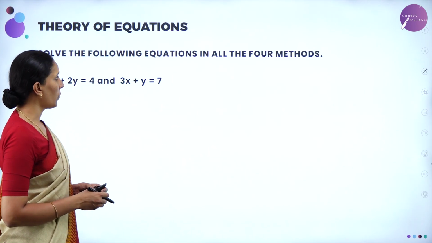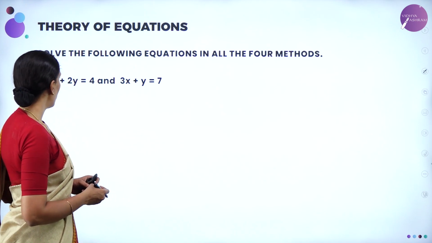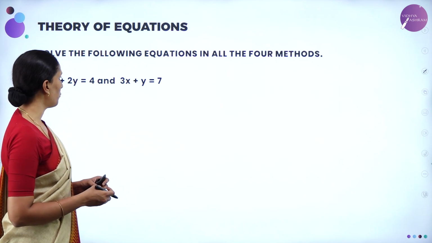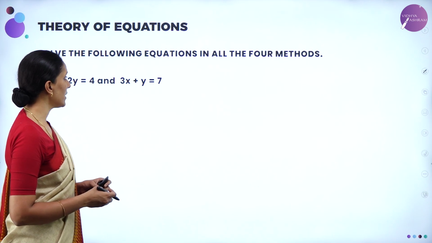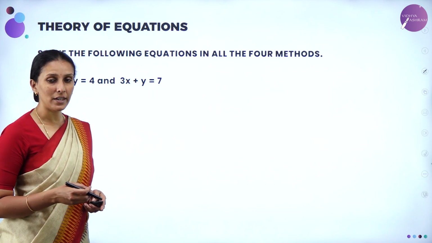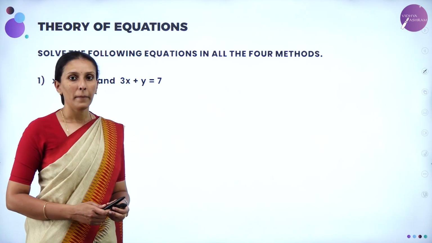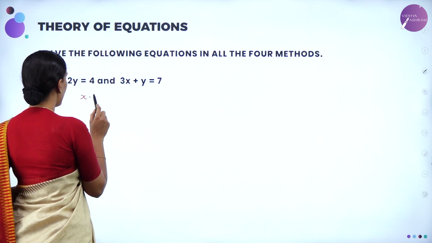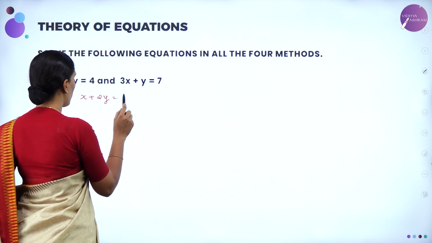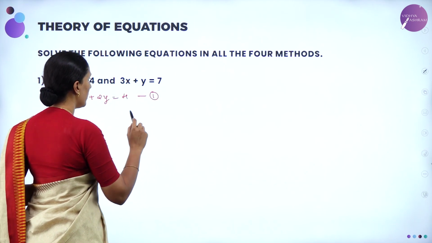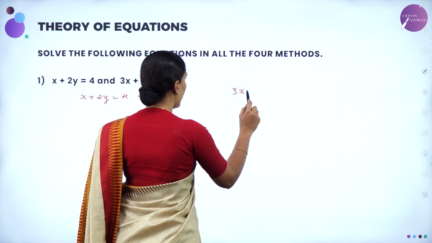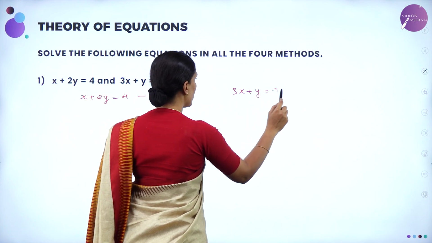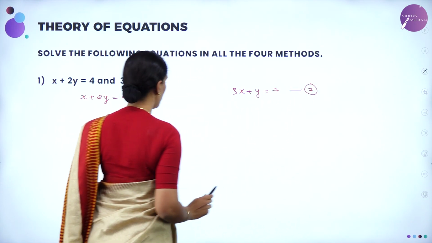Solve the following equations in all the four methods: x + 2y = 4 and 3x + y = 7. So the very first method I'll follow here is method of comparison. So here, let me take x + 2y = 4 as equation 1. And here we have 3x + y = 7. Let me take this as equation 2.